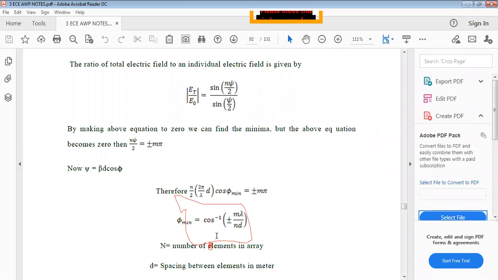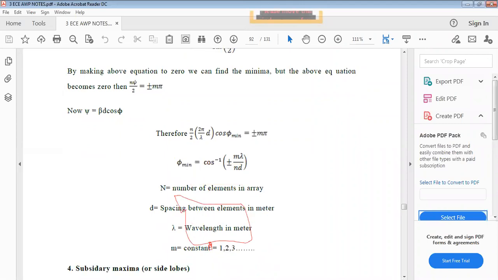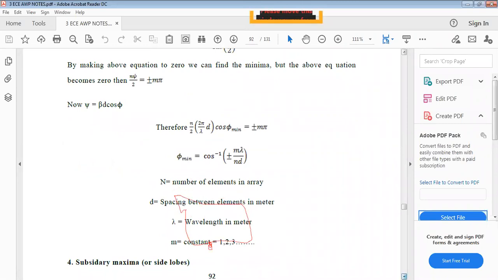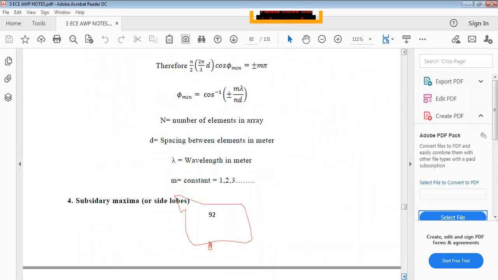Here it is not capital N, it is small n; it was mistakenly represented as capital N. Small n is the number of elements in the array and d is the spacing between the elements. The spacing is always measured in meters. Why? Because in practice they are very large in size.